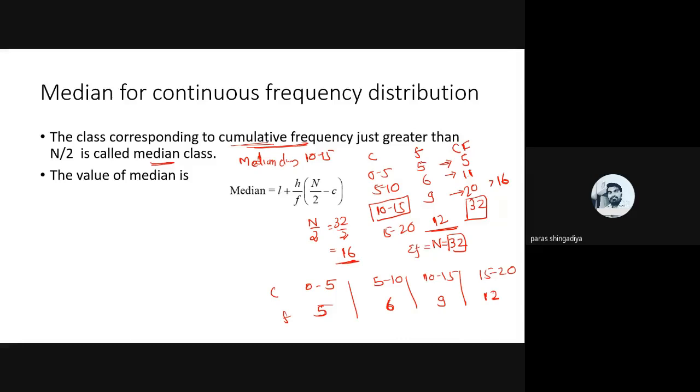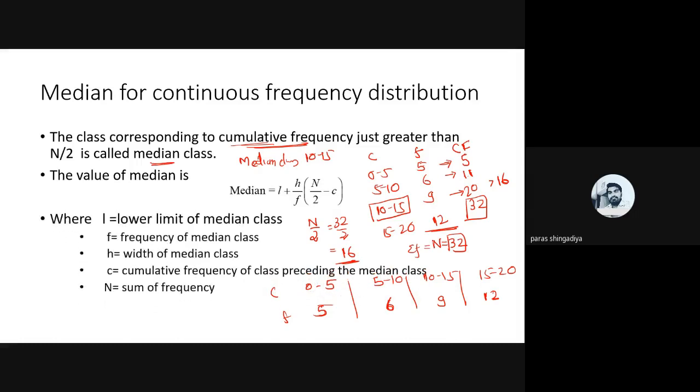Now for the required values in the formula, we have L plus h by f in the bracket n by 2 minus C. So L is the lower limit of the median class. The median class is 10 to 15, so the lower limit is equal to 10. Then f is the frequency of the median class, that is 9.